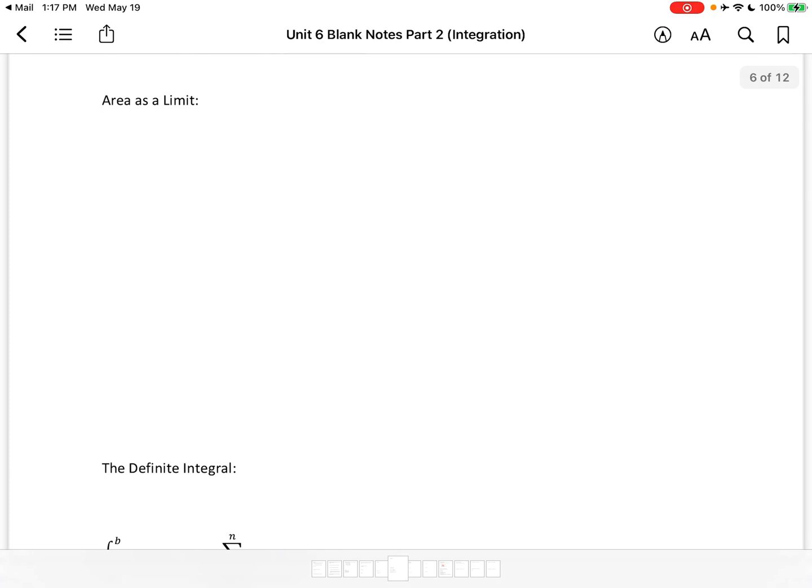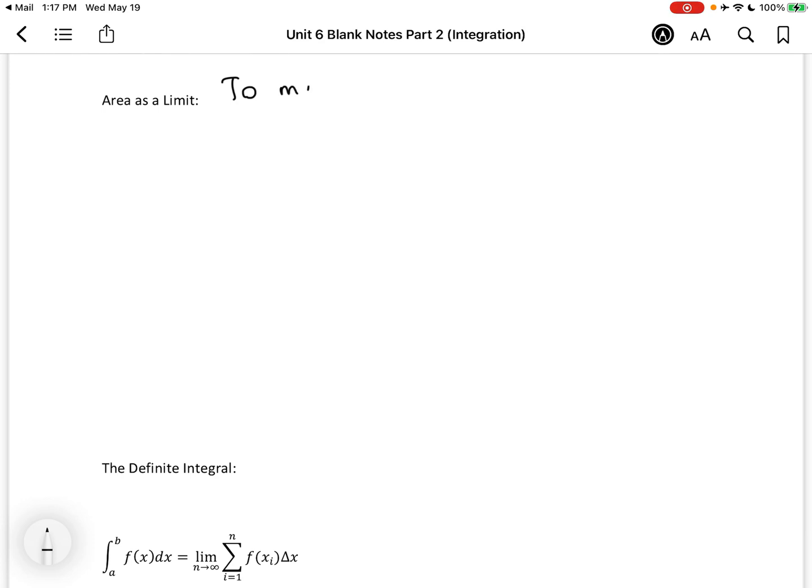And the answer is that you've got to make those partitions smaller. You've got to have more partitions, right? So to make the area more accurate, we need to make those rectangles or the trapezoids essentially thinner and have more of them.